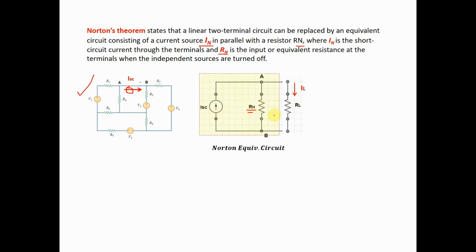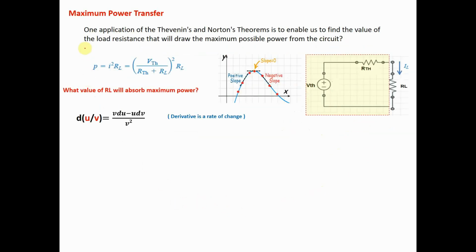divided by RTH plus RL, right? So this is by current division rule, and you can get the IL. Okay? Now, maximum power transfer.